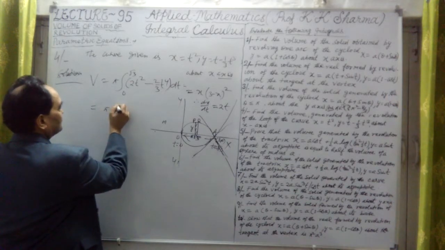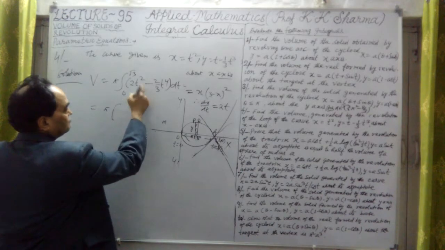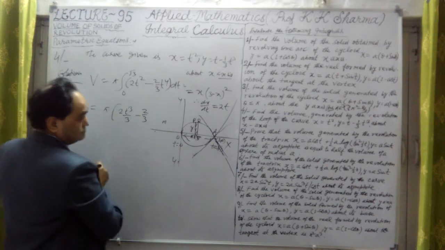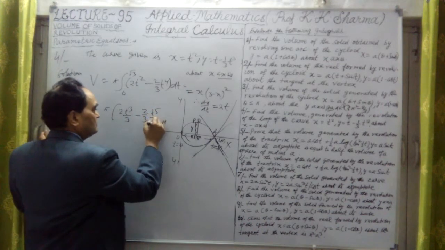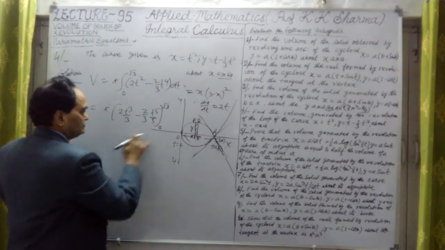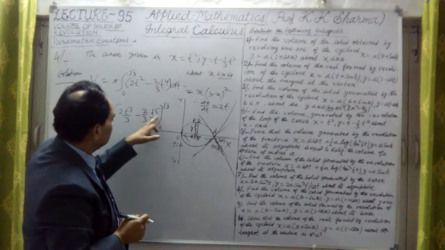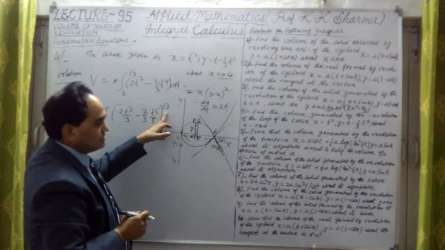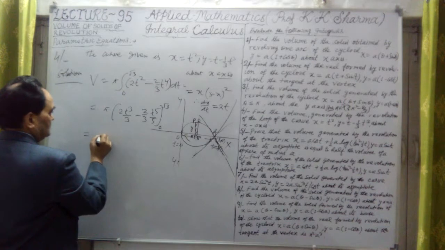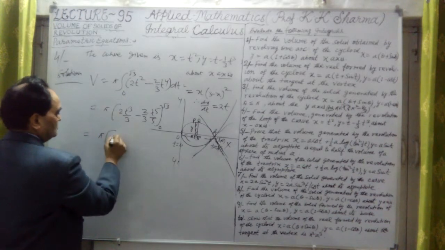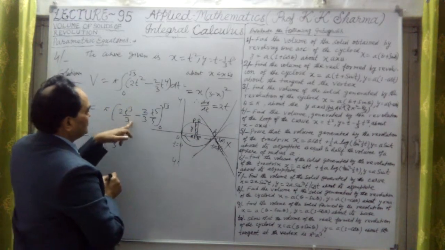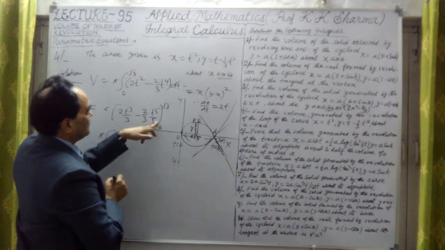Now let me integrate them. This is pi, first integration: t square is 2t cube upon 3, minus 2 by 3 times t^4, which is t^5 upon 5, integration. Now let me substitute the limits, 0 to root 3. At the lower limit 0, it is also 0. But only at root 3 we have to find the value. So for the upper limit, this is pi, this bracket, 2 by 3, first step is t cube upon 3, and this is upon 5 here.